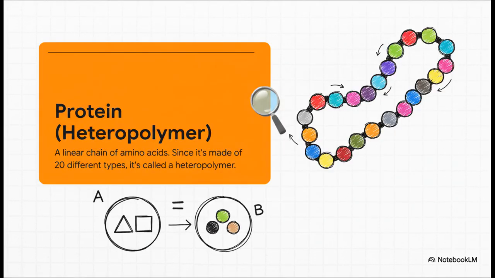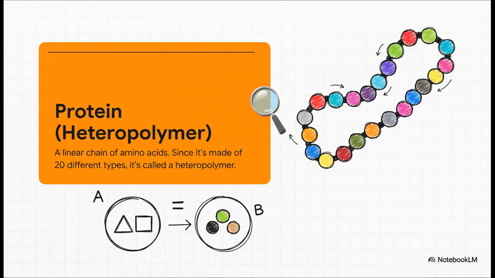So what exactly is a protein? Well, it's basically a long chain, kind of like a necklace. And each little bead on this necklace is a molecule called an amino acid. Now, here's the cool part. There are 20 different types of these amino acid beads. Because it's made of different beads, we call a protein a heteropolymer. Hetero just means different. See?